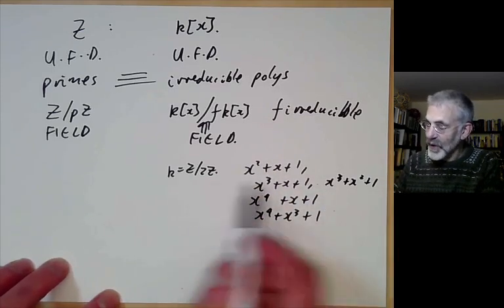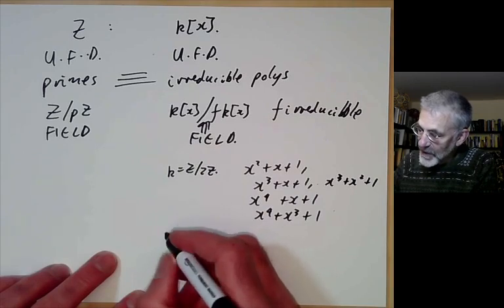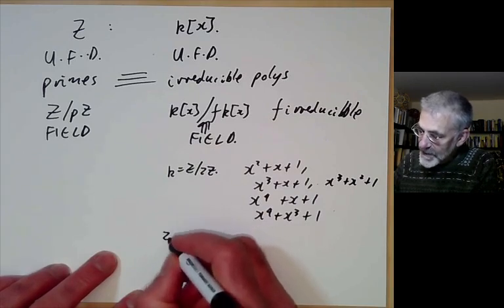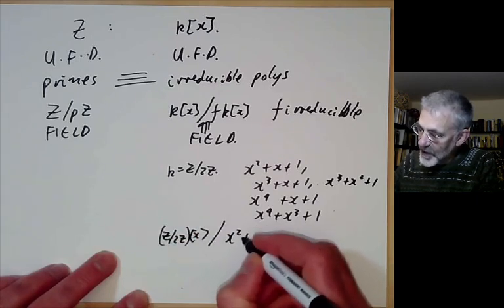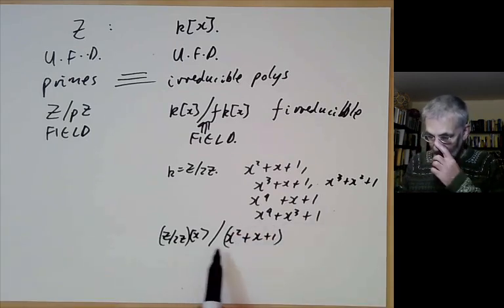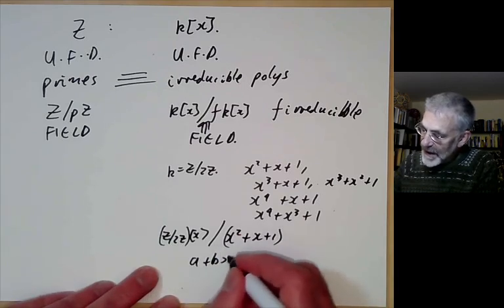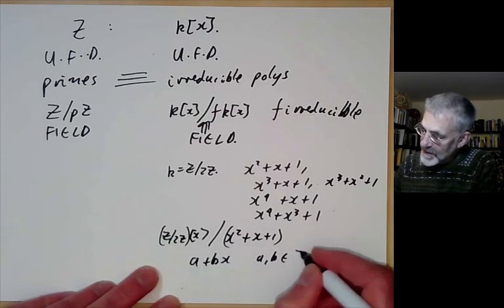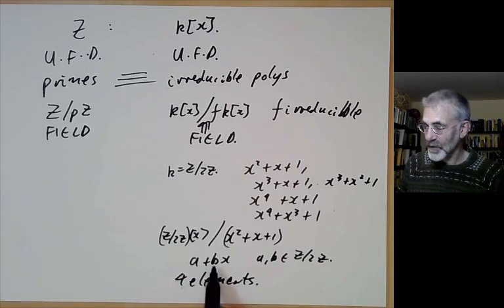So we can take one of these polynomials and we can form a new field. For instance, we can take the polynomials over Z over 2Z, and quotient out by all multiples of the polynomial x squared plus x plus 1. And the elements of this will be things of the form a plus b times x, with a, b in Z modulo 2Z. So there are four elements of this field. We've constructed a little field of order 4.